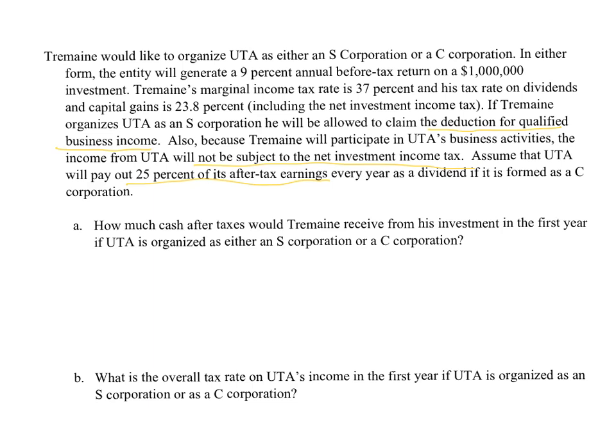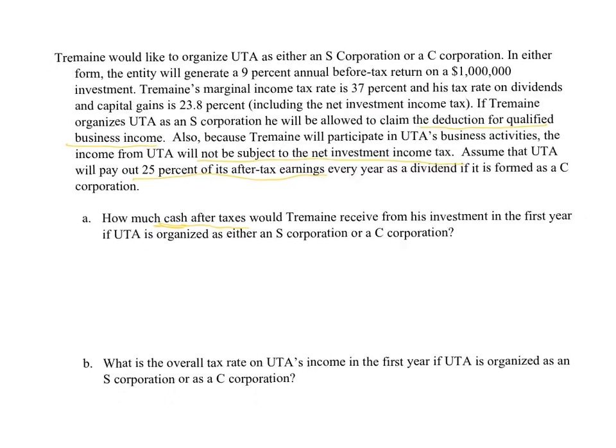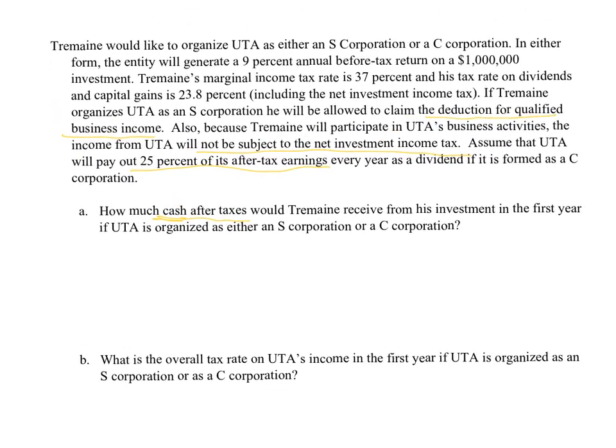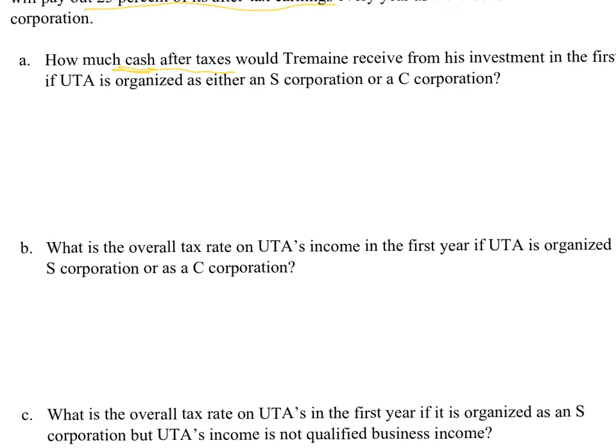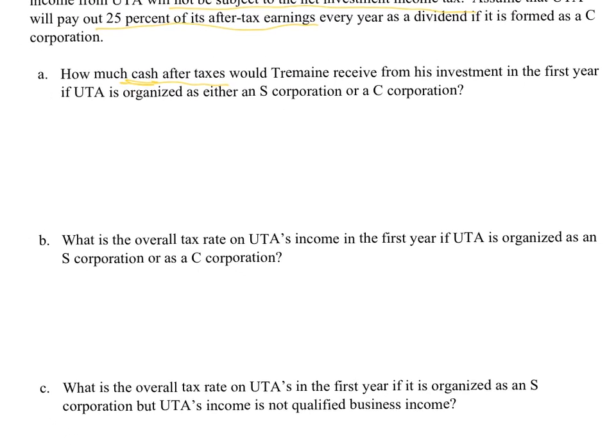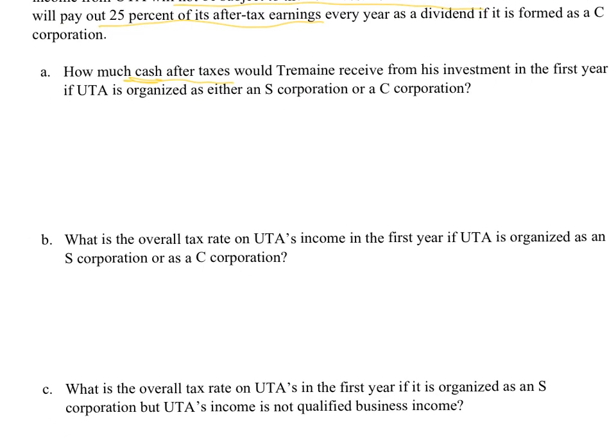Okay, so the first question is how much cash after taxes would Tremaine receive from his investment in the first year if it's an S corporation or a C corporation? So we're going to have to run this calculation essentially two ways, okay, and look at how much cash he is going to get after taxes. All right, so I'm going to scroll this up and we'll get to work. Hopefully I've left myself enough space.